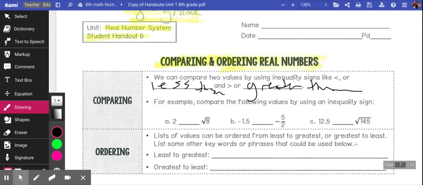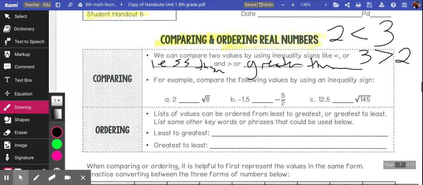So like if we'd say 2, since we're talking about the 2, that's less than 3. But if we were going to have the 3 first, 3 is greater than 2. So you read it from left to right like a book. So for these, some of them you might need to solve so you can compare them.